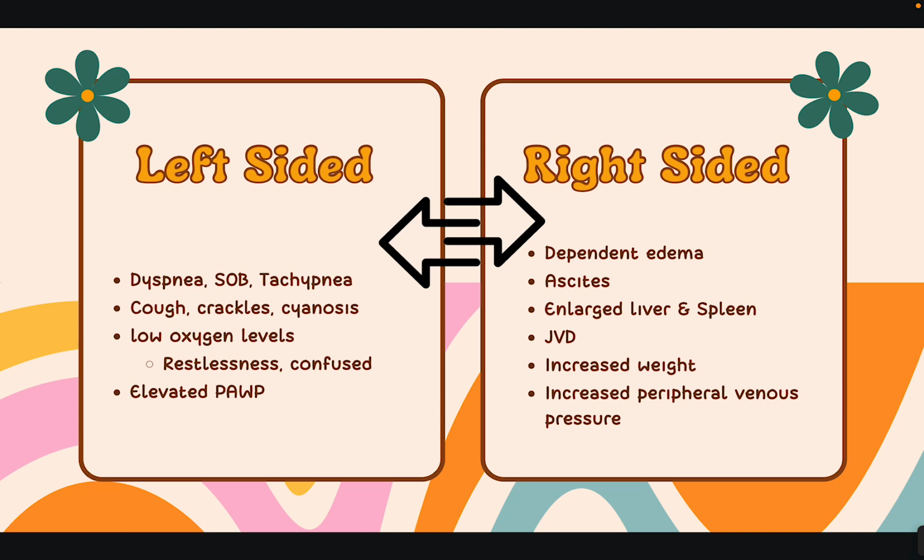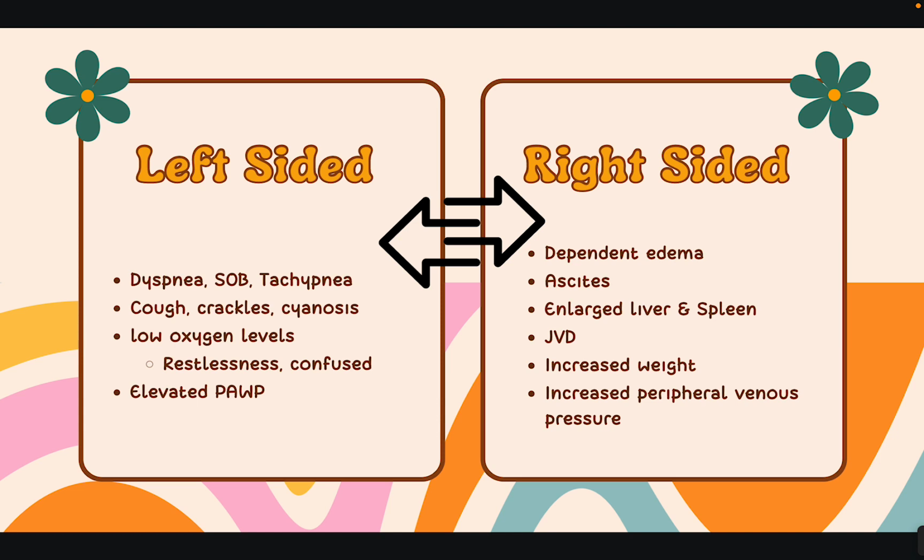Now for right-sided heart failure, the blood is backflowing towards the body, right? So the symptoms are going to be everything except the lungs, right? Because you'll see the symptoms for the lungs with the left-sided heart failure. The right-sided heart failure is like the rest of the body. So right starts with R, rest of the body, R, okay? So think about that. Rest of the body has to do with right-sided heart failure.